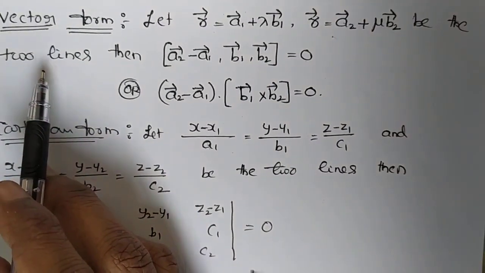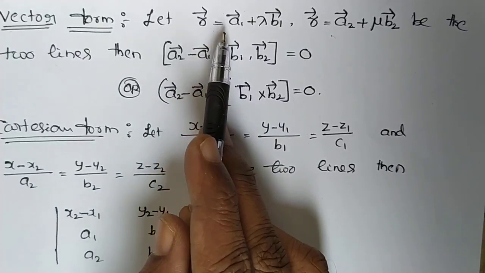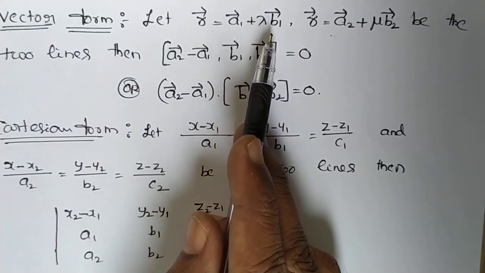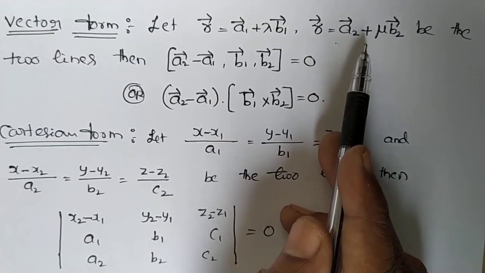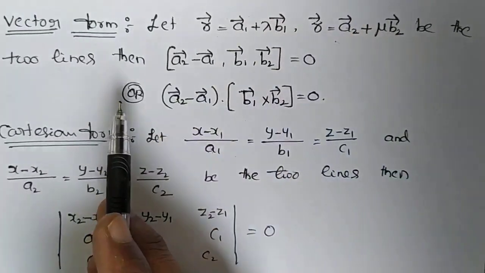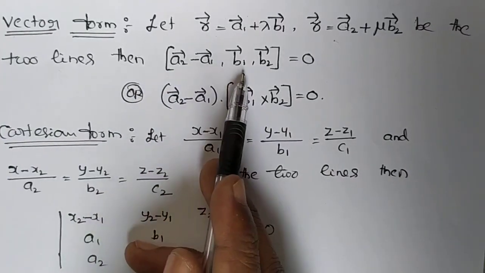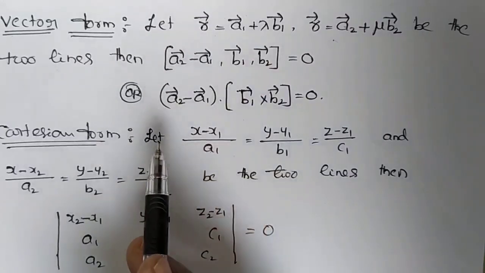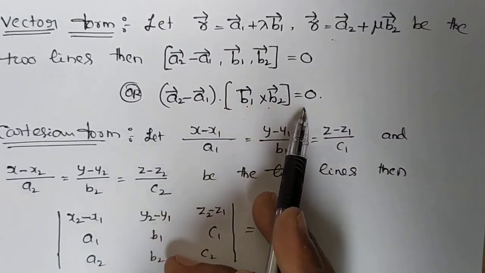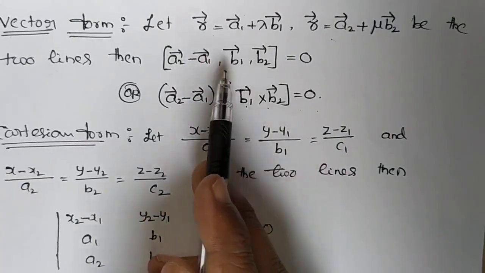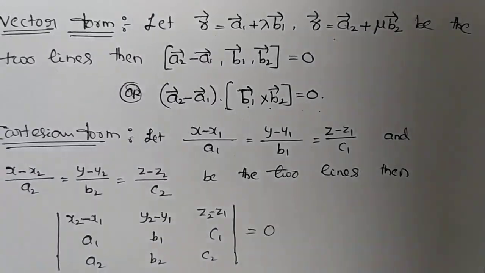Here it is the vector form. Let r vector equals a1 vector plus lambda b1 vector, and r vector equals a2 vector plus mu b2 vector be the two lines. Then the scalar triple product [a2 minus a1, b1, b2] equals 0, or (a2 vector minus a1 vector) dot (b1 cross b2) equals 0. Hence it is the vector form for the coplanarity of two lines.